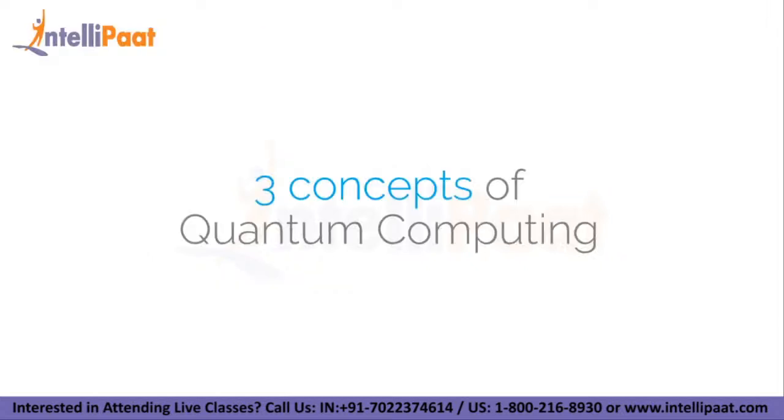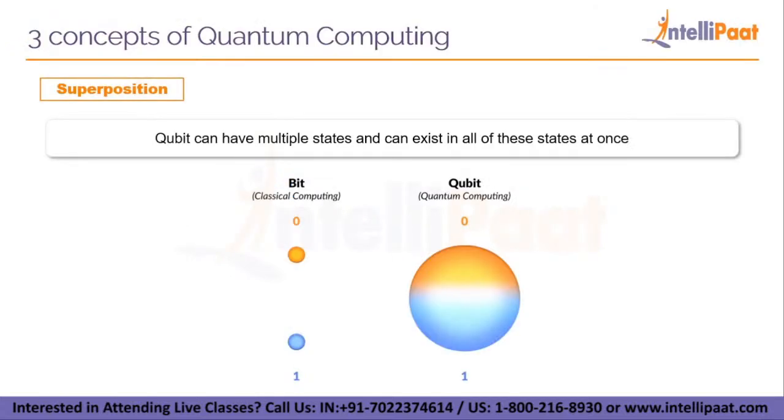Now, moving on to the concepts of quantum computing. To build a quantum computer, we need three quantum properties, and they are superposition, entanglement, and interference. Let us know about them briefly. Superposition. Just like a classical computer is made up of bits, a quantum computer is made up of qubits. A bit can have two states, that is high, which is 1, or low, represented by 0. Whereas a qubit can have multiple states, and a qubit can exist in all of these states at once.